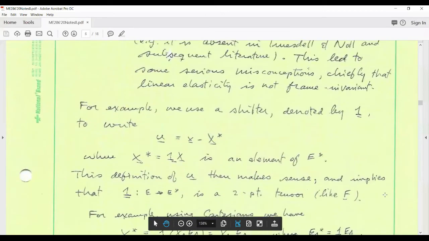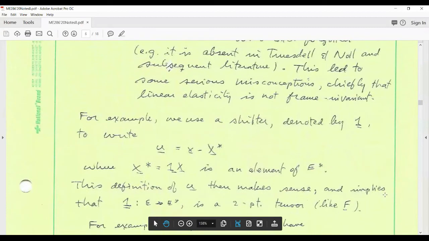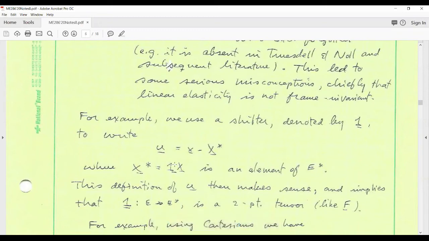So this is a synopsis of that discussion. What we're going to do is take our position vector x, which is an element of E, and shift it to become an element of E star, which is the same vector space that x belongs to. So we'll operate on x with something called a shifter. I'll call it 1, because it's sort of related to the notion of an identity, but not quite.